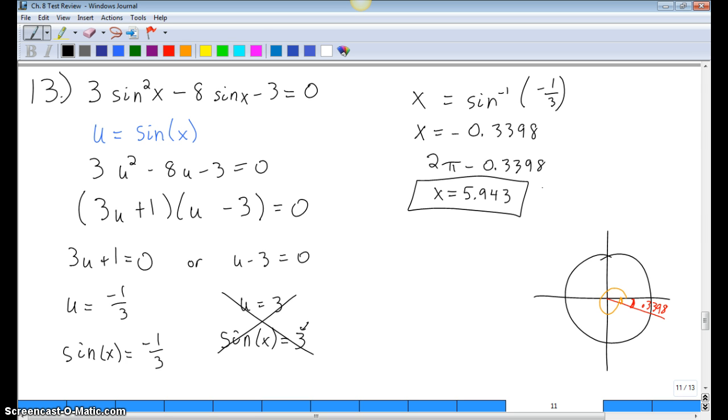How we're going to get that would be, let's go to our purple here. Again, sine is negative in quadrants 4 and then quadrant 3. We just found the quadrant 4 angle, 5.943. Now we need to find this angle here. This little reference angle, from the x-axis down, is still 0.3398.